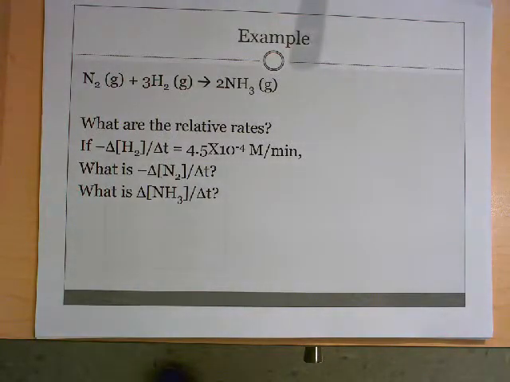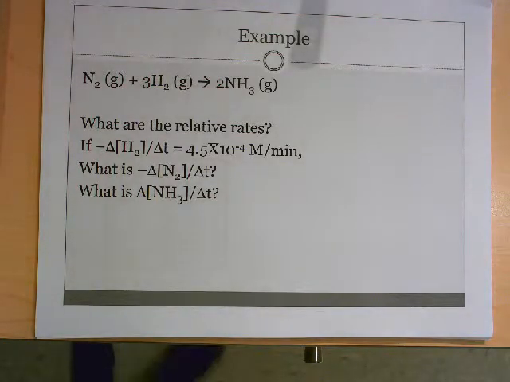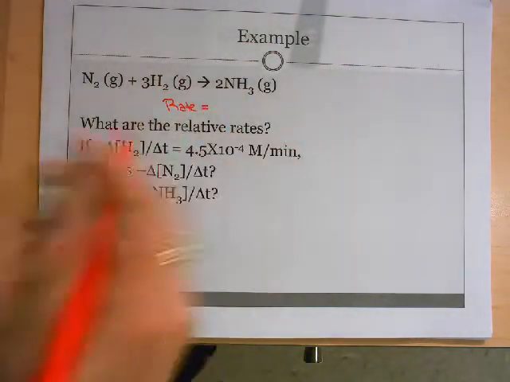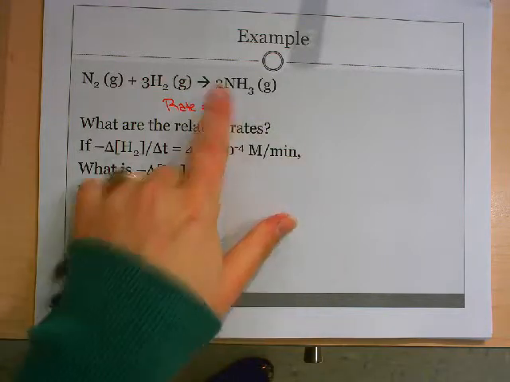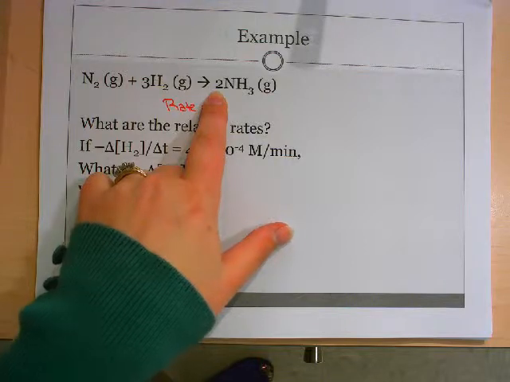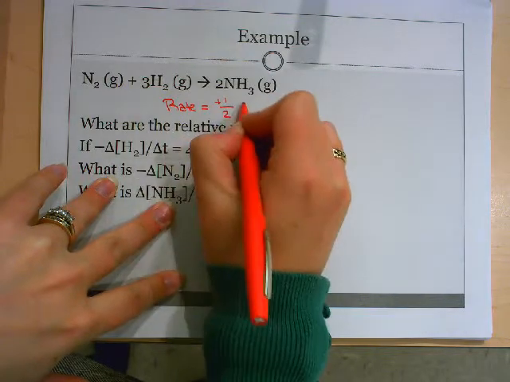Alright, so the question is, I have this equation. Nitrogen and hydrogen make ammonia. I want to know what are the relative rates. So I want to write an equation that looks like this: rate equals fraction change equals fraction change equals fraction change. Alright, let's do the product first. I think it's easier to think about that way. Ammonia is a product, so what should its fraction be? Okay, what sign? Positive or negative? Okay, so it's a +1/2.